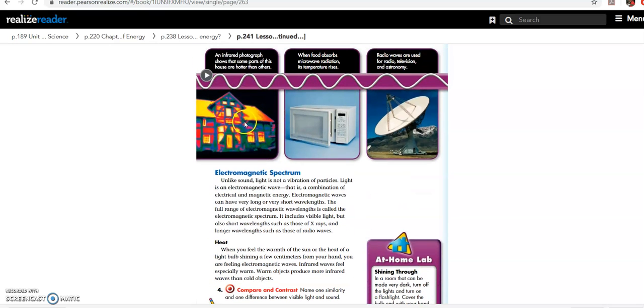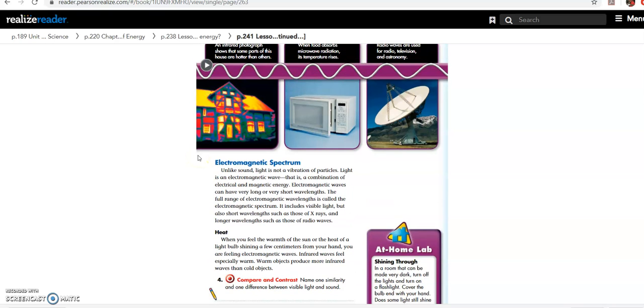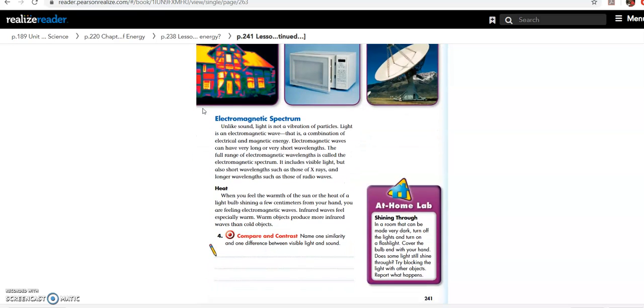So, as you can see for some of these, light is given off and we feel heat too. So when you feel the warmth of the sun or heat of a light bulb shining a few centimeters from your hand, we're feeling electromagnetic waves. Infrared waves feel very warm. Warm objects produce more infrared rays than cold objects. And so infrared photographs can see where, like on page 238, you can see an infrared picture showing the different temperatures of things.